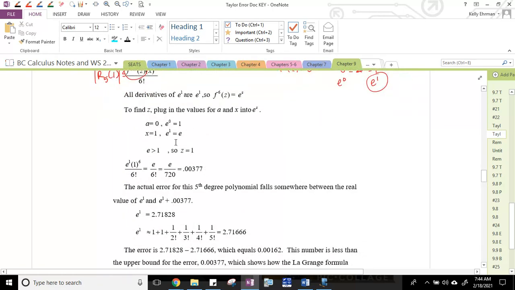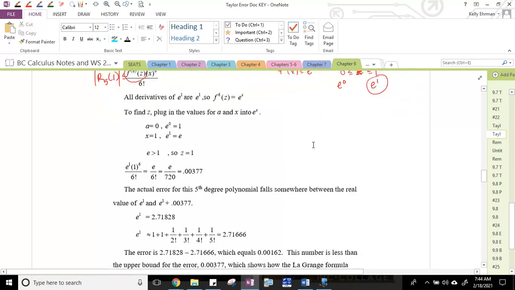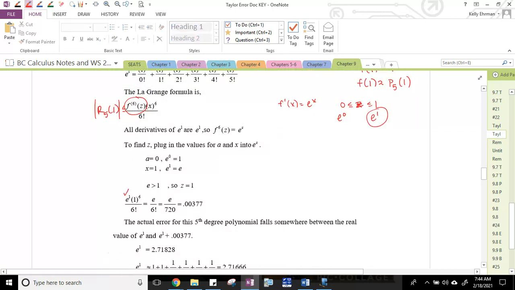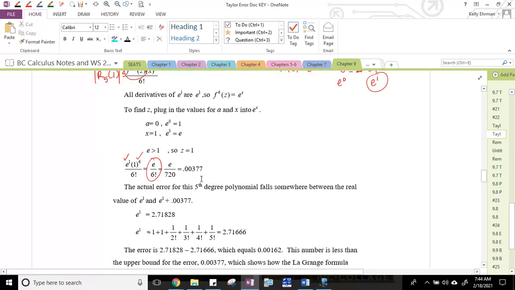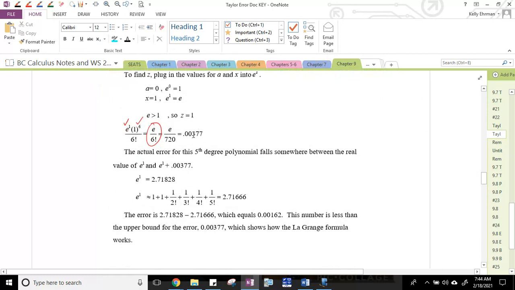All right, so they've shown you all that work down here. Okay, so we've got the e. What's the x value that we're plugging in? 1, so 1 to the 6th over 6 factorial. So e over 6 factorial. And if we want a decimal approximation for that, that calculates out to 0.00377.